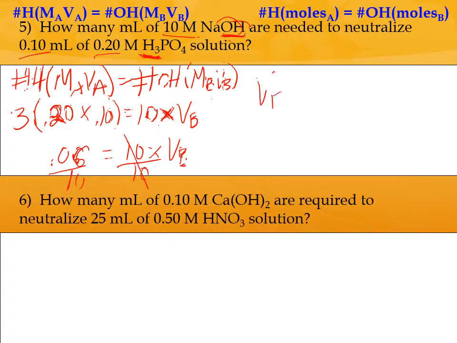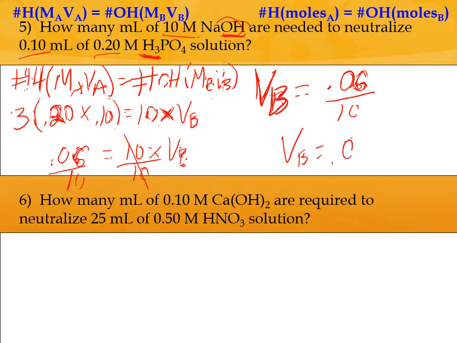And my volume of base needed is equal to 0.06, or some number that looks like it should be 0.06, except my pen is a piece of trash, divided by 10, and 0.06 divided by 10 comes out to a volume of base equal to 0.006. Trust me, it says 0.006. And the unit of volume used before was milliliters, so this is also milliliters.